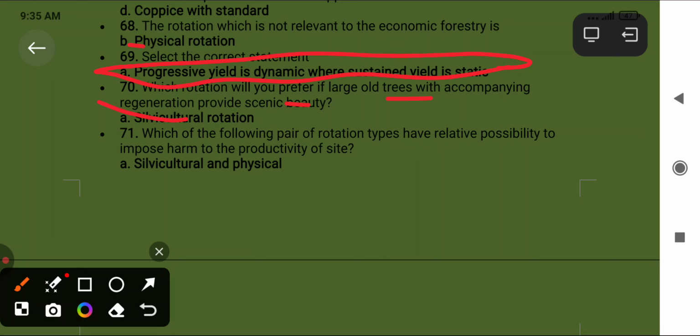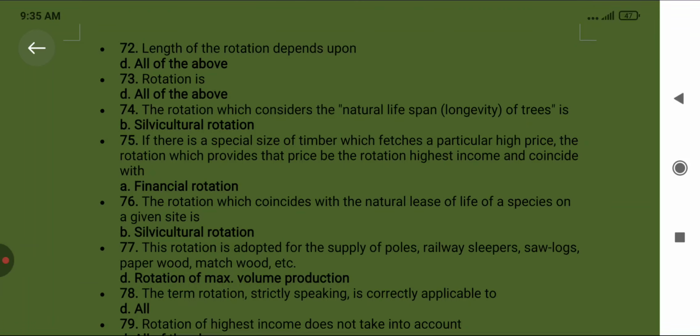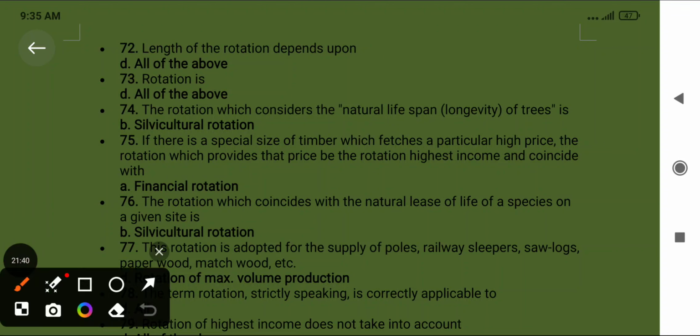Which of the following pair of rotation types has the relative possibility to impose harm to the productivity of the site? Silvicultural and physical. The length of the rotation depends on the rotation. The rotation which considers the natural lifespan of a tree is the silvicultural rotation.